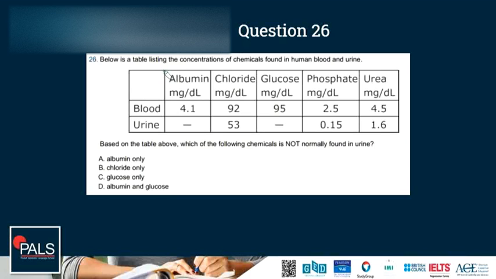Below is a table listing the concentrations of chemicals found in human blood and urine. We have albumin, chloride, glucose, phosphate and urea, all in the blood, certain amounts, and in the urine we only find chloride, phosphate and urea. Based on the table above, which of the following chemicals is not normally found in urine? What is not found in urine? We don't find albumin and we don't find glucose in urine. Albumin and glucose.